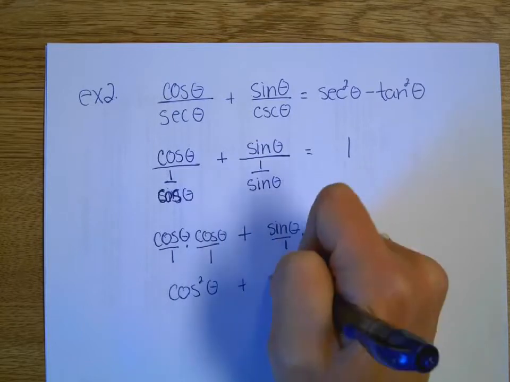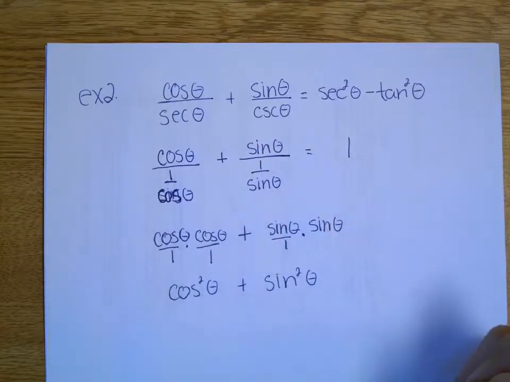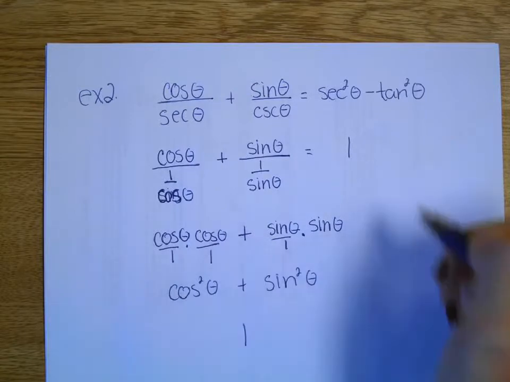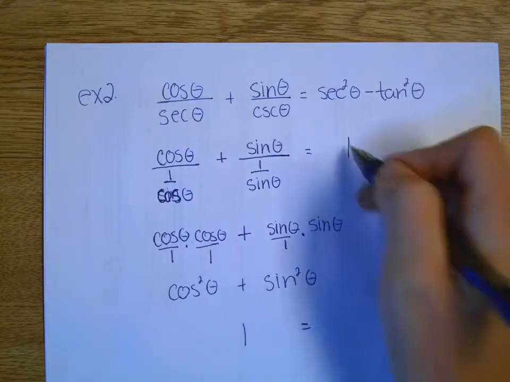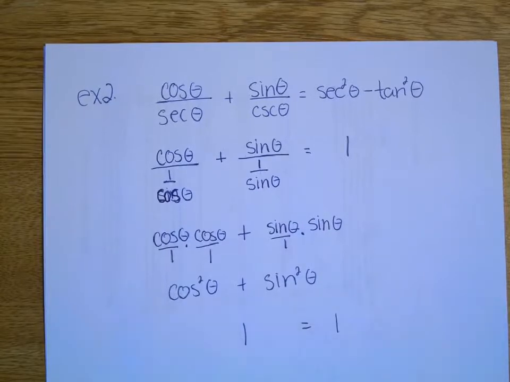Oh, but look at how nice this is. What's cosine squared plus sine squared? One. Does that equal what I had on the other side? Yes. One. Verified. So here we did a little bit to both sides. That's another way to verify. Instead of just working on one side and making it equal the other side, sometimes you can do a little bit on both sides.